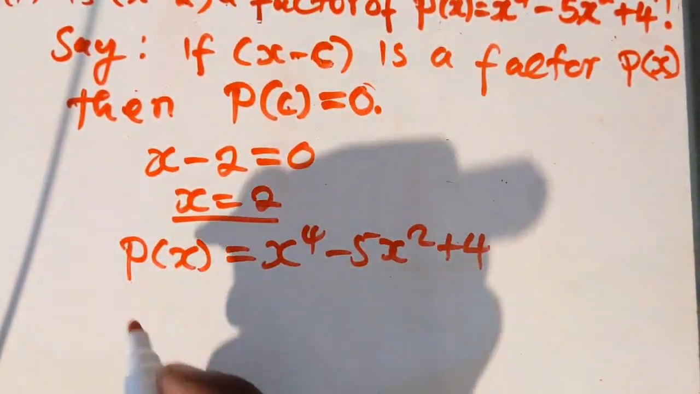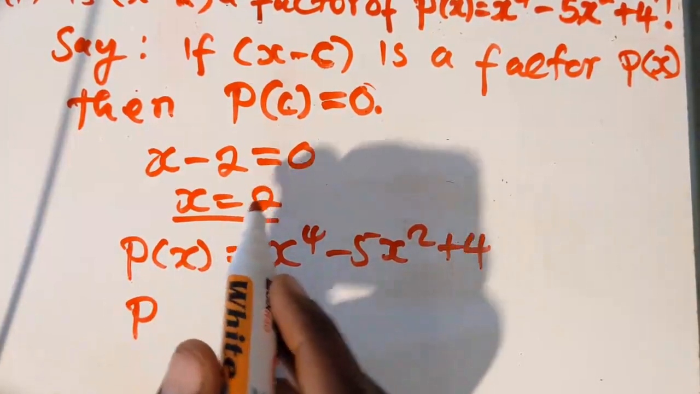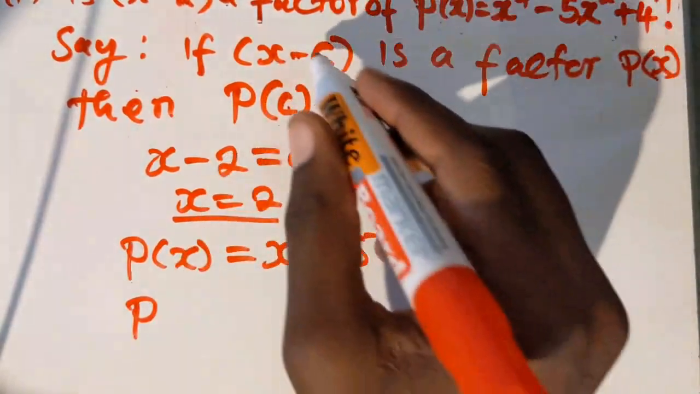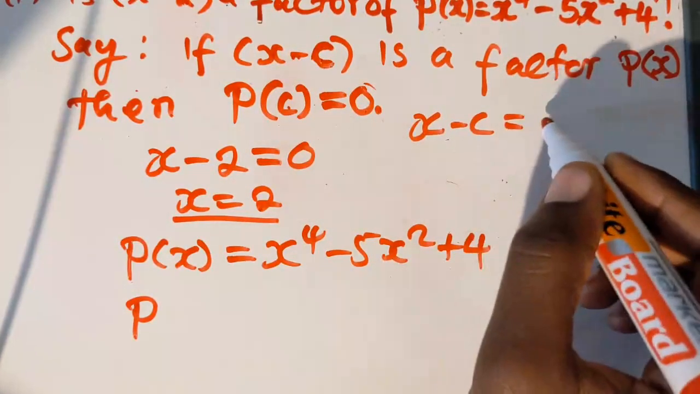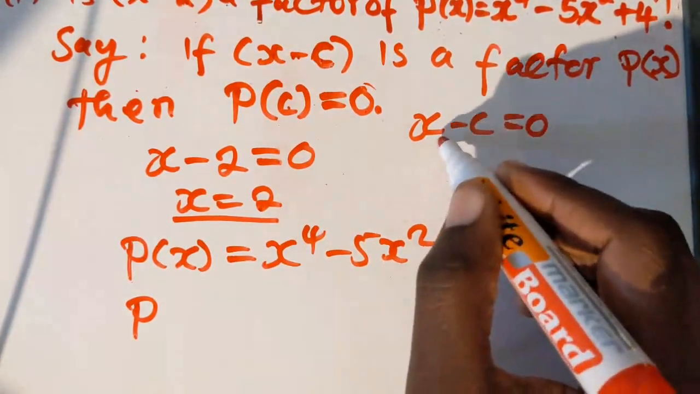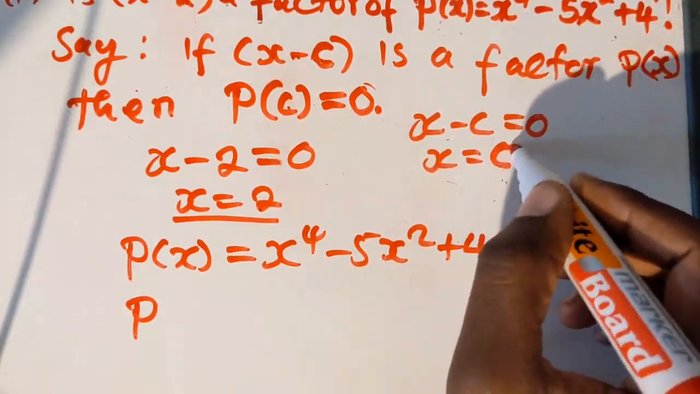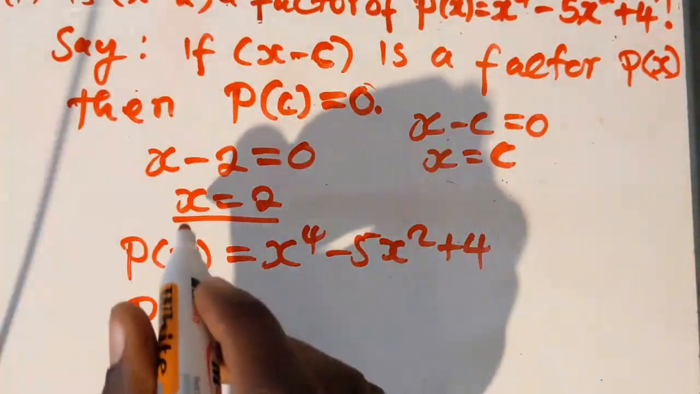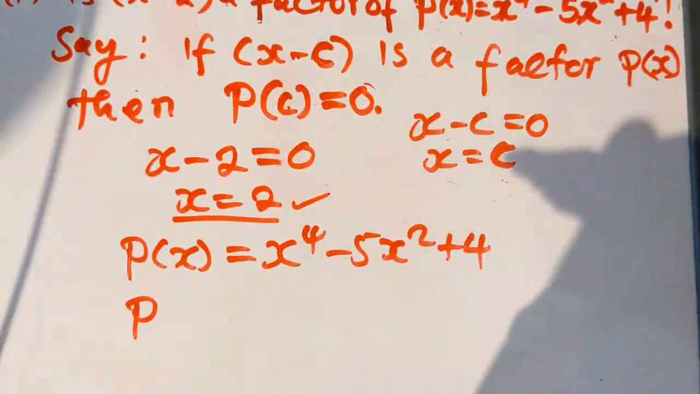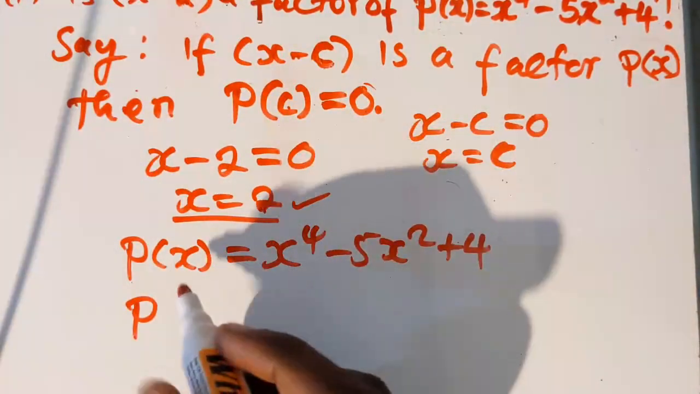Now this is c. If we are trying to find c in here, we'll say x minus c is equal to 0. Then we say x is equal to positive c. That is what I've done here. So we'll get the c, we'll get the 2. That is what it means.